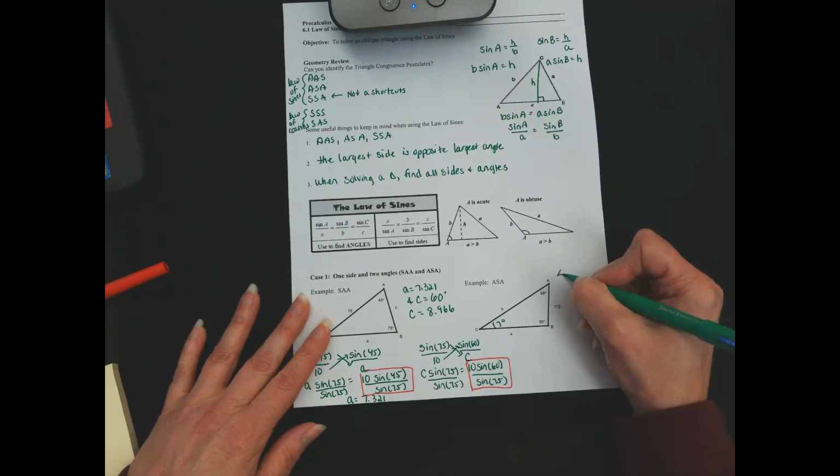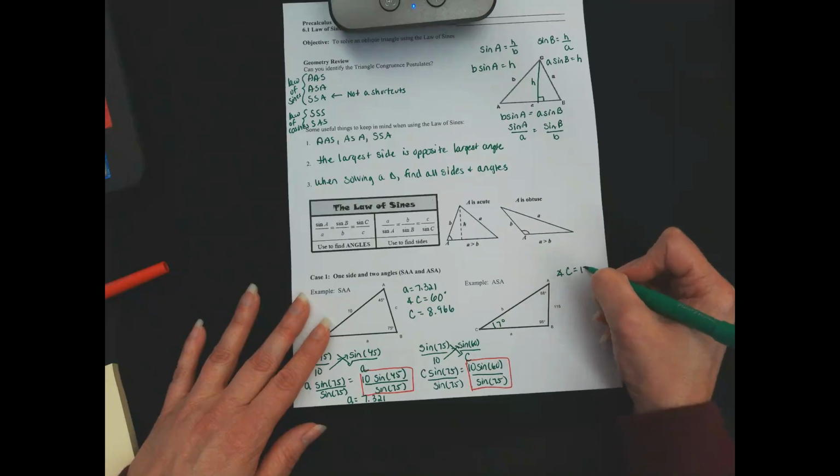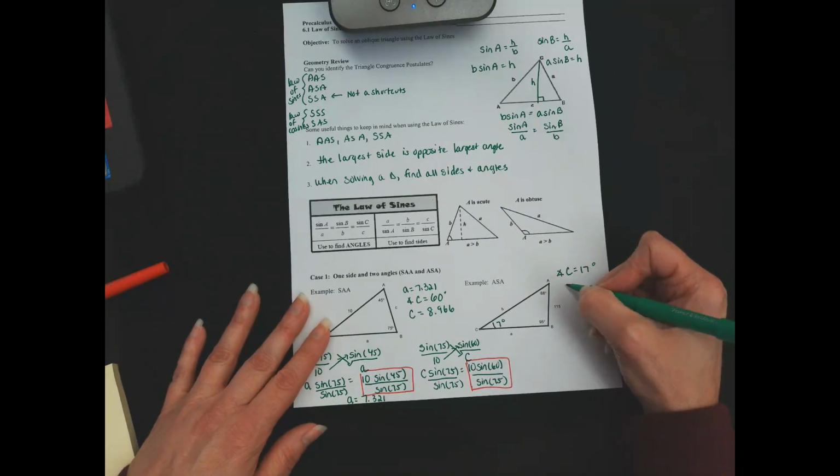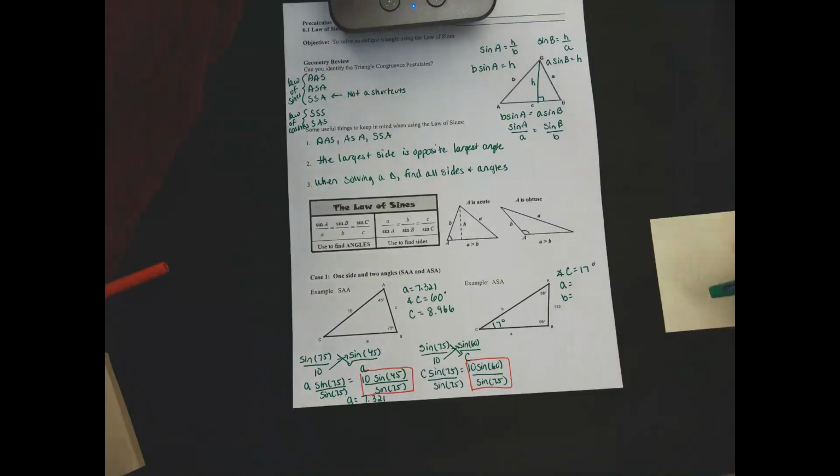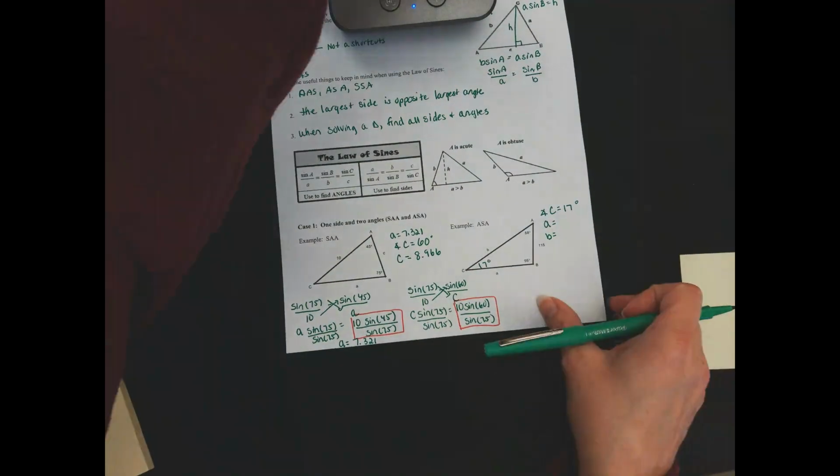So I'll put that over here. Angle C is 17 degrees. Now I need to figure out what side A is and what side B is. And because I'm a little bit worried that I'm going to run out of some space here, I'm going to go ahead and do my work on a sticky note.